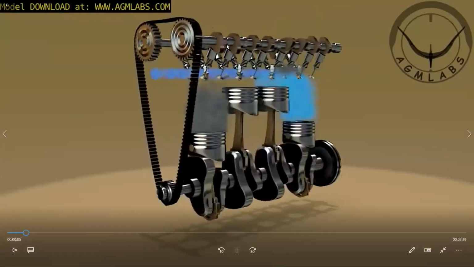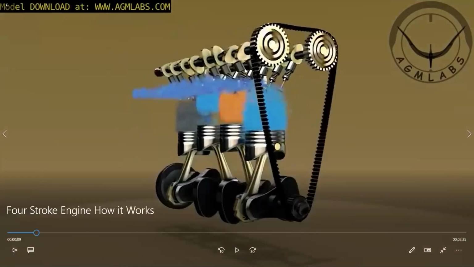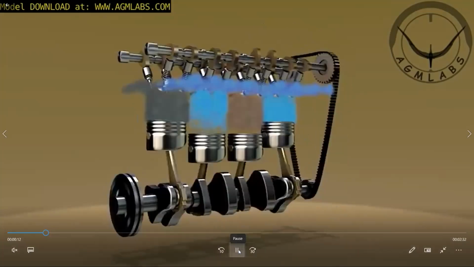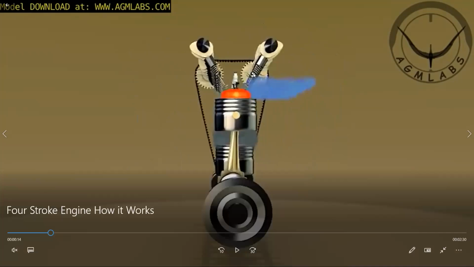So see here, these are the inlet and exhaust valves. What are they used for? To take the fresh mixture of air and fuel inside the cylinder, they will burn it, and exhaust gases will be out from the other valve. Okay, so how are these valves operated?